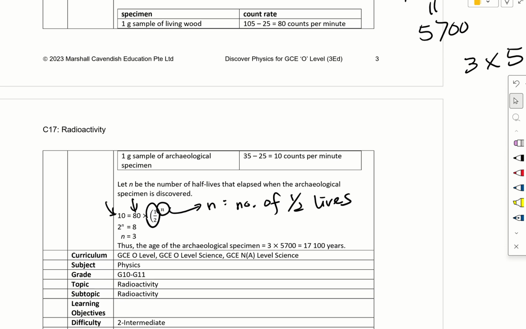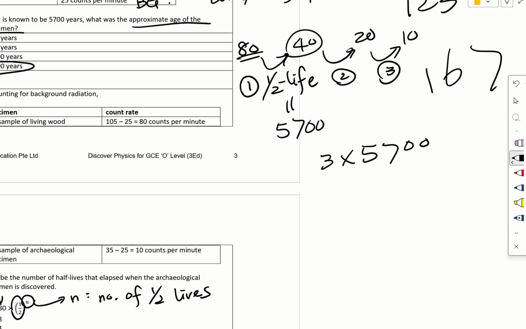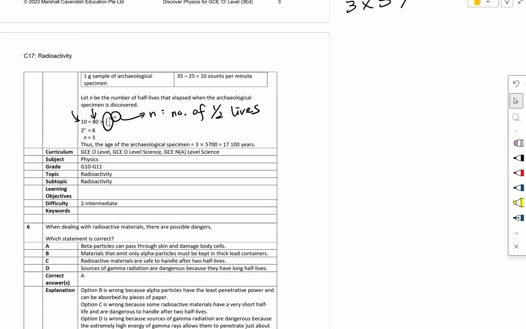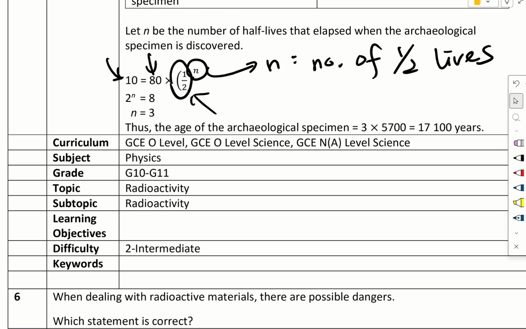If not, then you can use the brute force method, whereby you take the initial 80 divided by 2 to get 40, divide by 2 again to get 20, divide by 2 to get 10. So in total you get 3 half-lives. Okay, so it's good to understand this method. That means times half to the power of n.